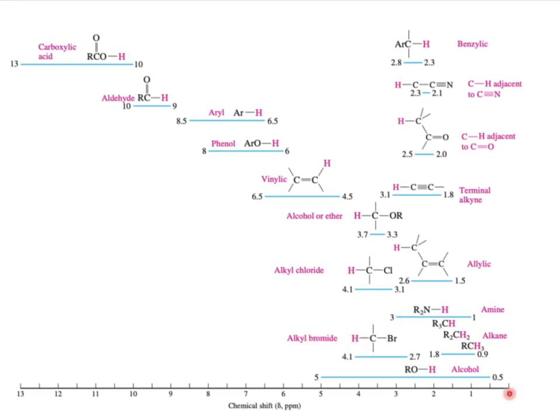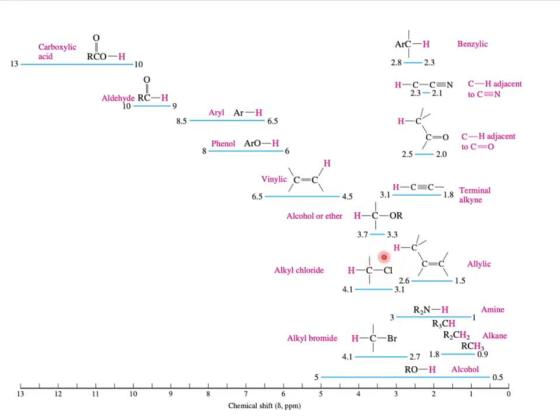You can see it is away from zero. So this region is the low frequency region, and this region, which is away from zero, is the high frequency region. So this is the reason why the proton which is attached with the carbon having a highly electronegative element has high frequency, because of de-shielding, right? The same concept applies to this chloride also.